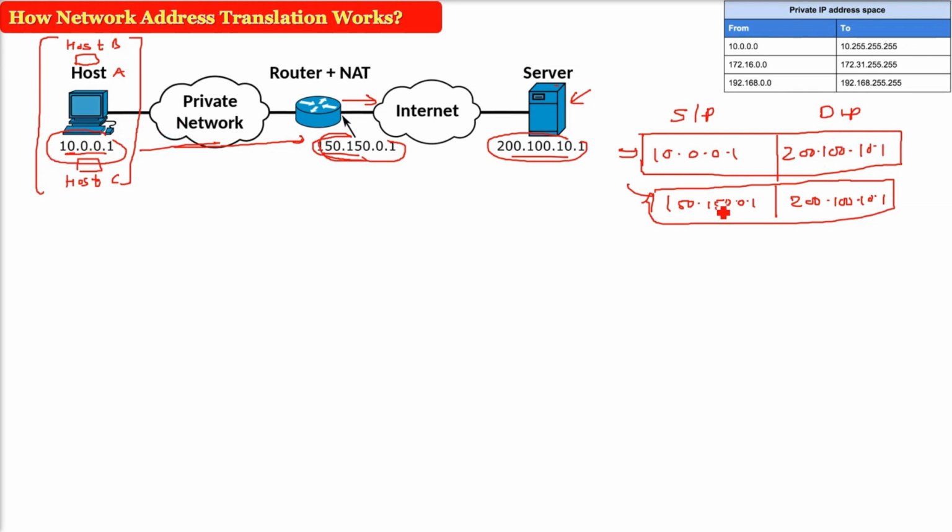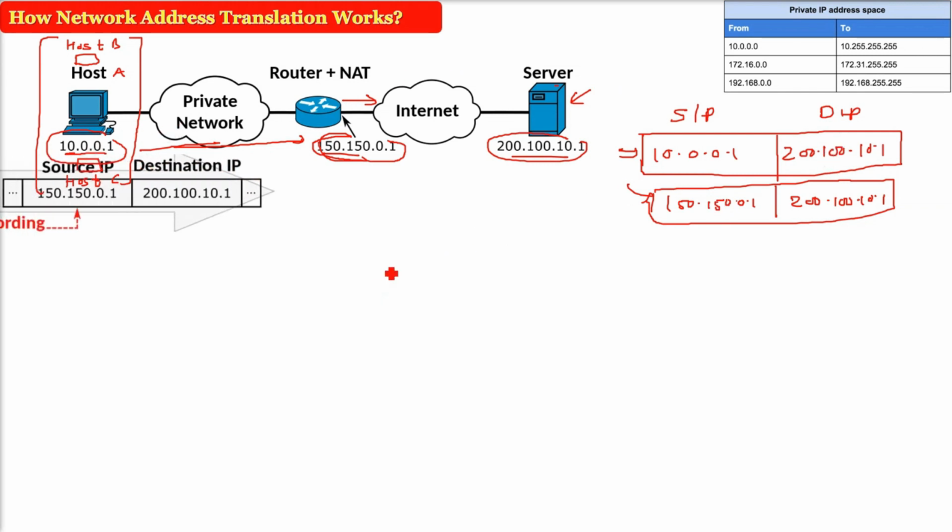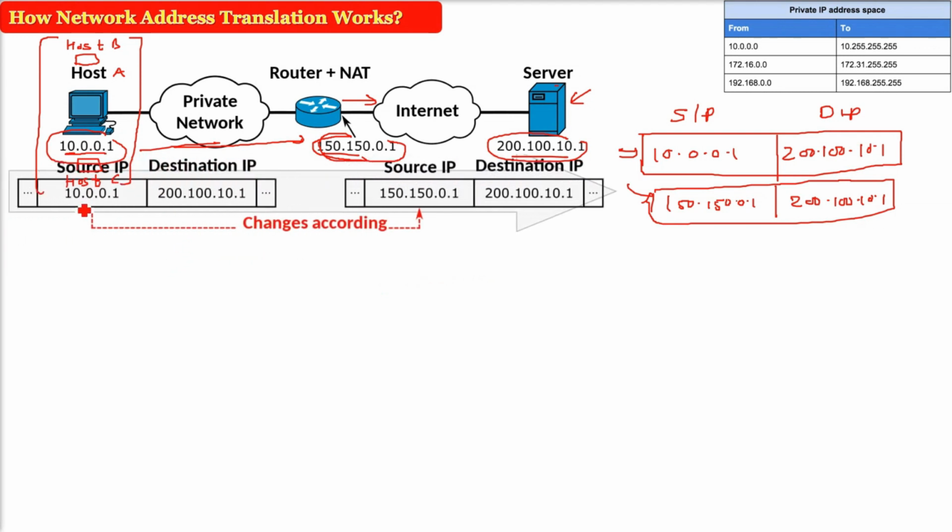Okay. Now, what will happen when the website or the portal responds back? It will return not directly to the host. It will send it to the router. So this is the source starting, this is the destination starting, which I showed you. And when it passes the router, the source will change, because the source 10.0.0.1 is private and will not be known to the internet. So it has to be changed to a public IP, which is 150.150.0.1. And the destination will remain the same.